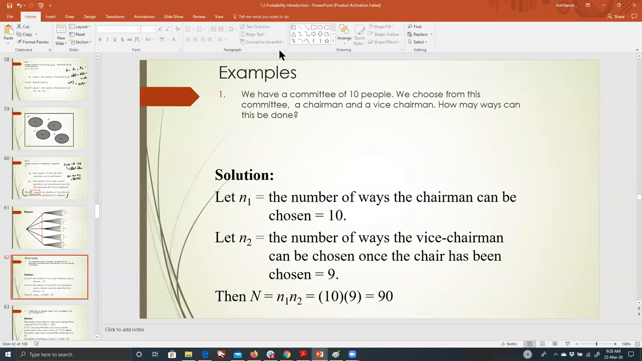Answer this question and we will end today's session. So we have a committee of 10 people. We choose from this committee a chairman and a vice chairman. How many ways can this be done?